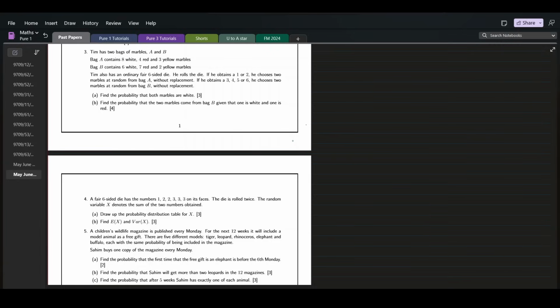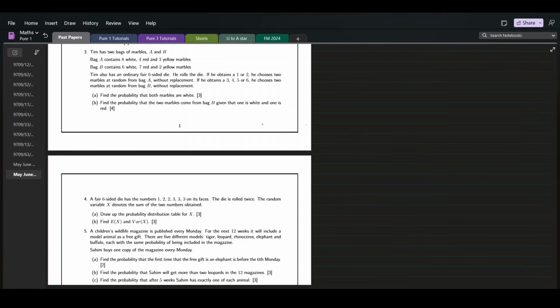Let's move on to question number 3. Tim has 2 bags of marbles A and B. Bag A contains 8 white, 4 red, and 3 yellow marbles. Bag B contains 6 white, 7 red, and 2 yellow marbles. Tim also has an ordinary fair 6-sided die. He rolls the die. If he obtains a 1 or 2, he chooses 2 marbles at random from bag A without replacement. If he obtains a 3, 4, 5, or 6, he chooses 2 marbles at random from bag B without replacement. Part A. Find the probability that both marbles are white.